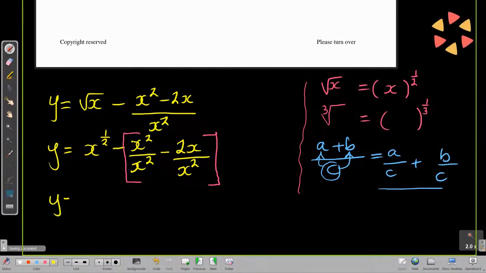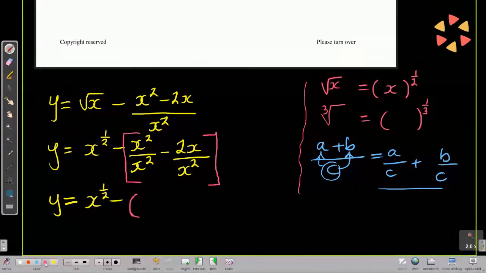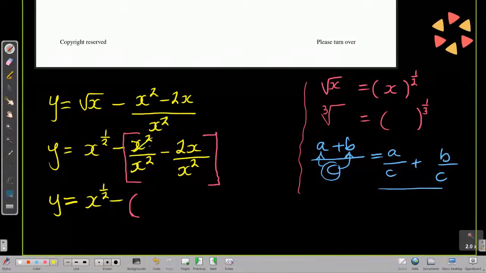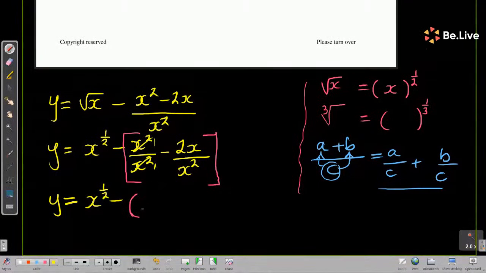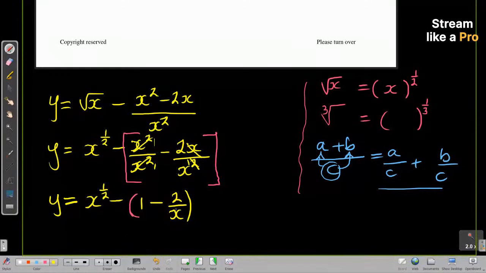We've got y is equal to x to the power 1 over 2. Now minus, as I said, maintain that bracket. So what I have now is x squared over x squared, which is 1, minus. Now the next part is the x will go into x squared once, because this is x times x, so you cancel the 2 to remain with 1, so it's 2 over x. You see what just happened? So that is what this in a way will simplify to become.